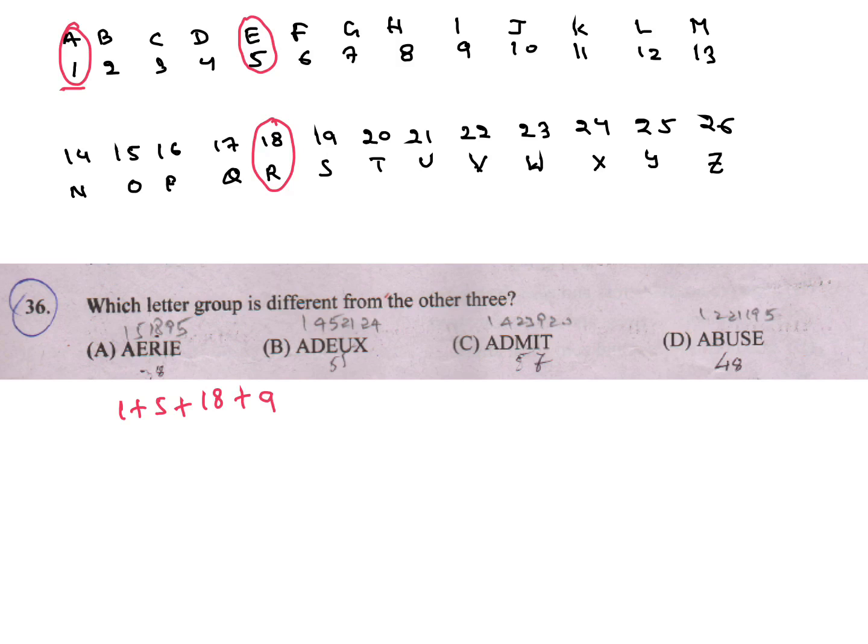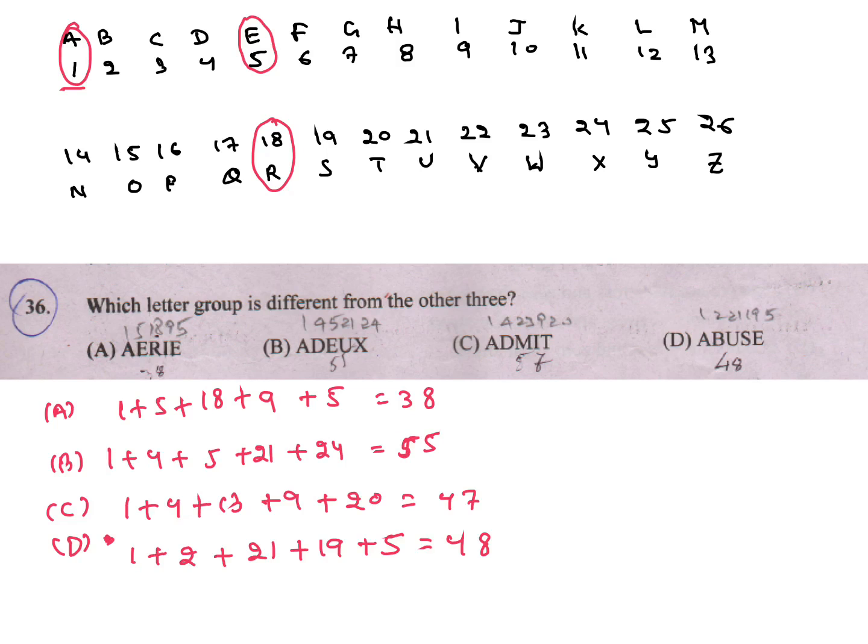Is equal to 38, sorry. Then like this B, C, D you have to calculate. So if you do, you will get the additions 38, 55, 47 and 48. From here, this is the prime number, so this will be the answer. If anyone getting different answer, please comment. I think C will be the answer because this is the prime number.